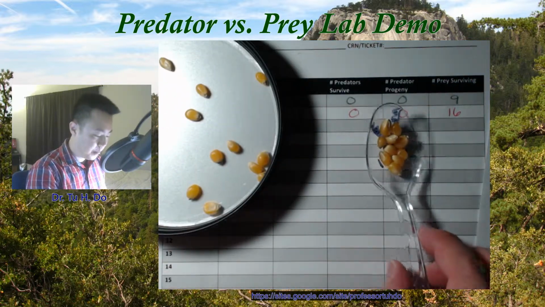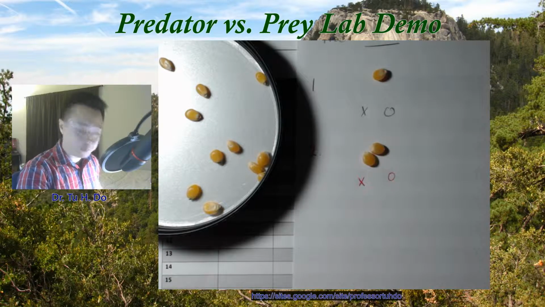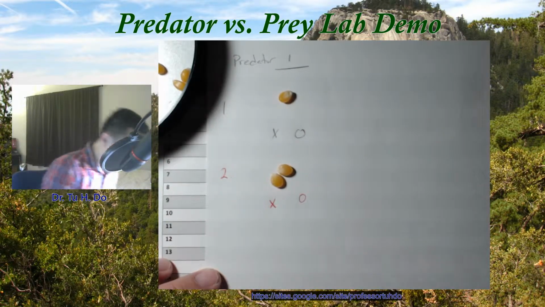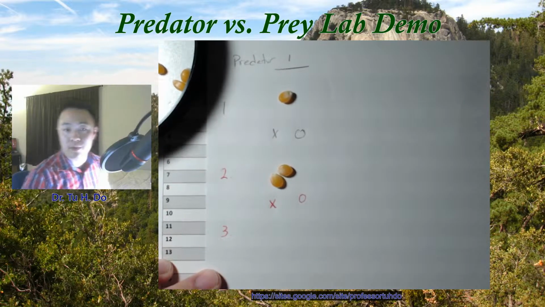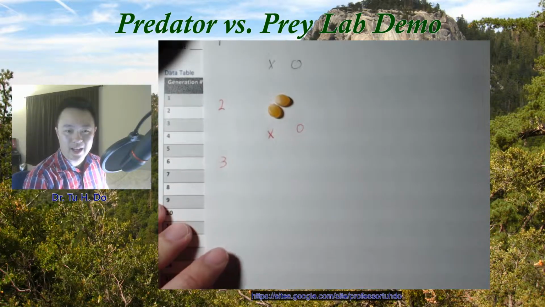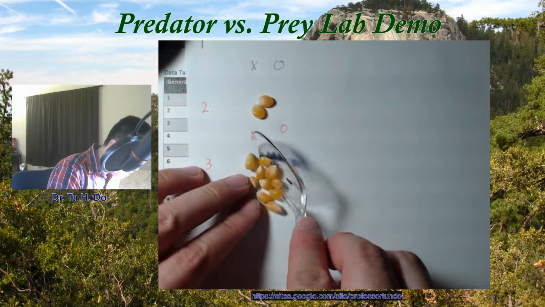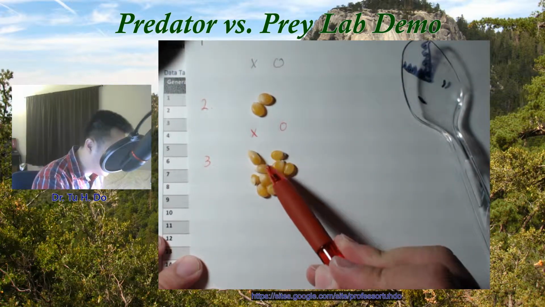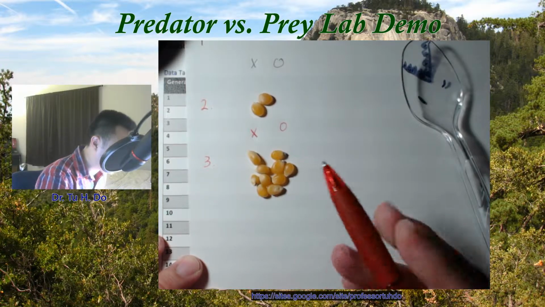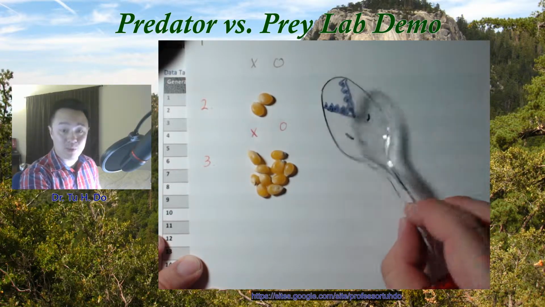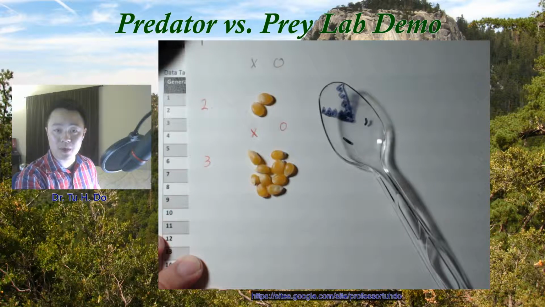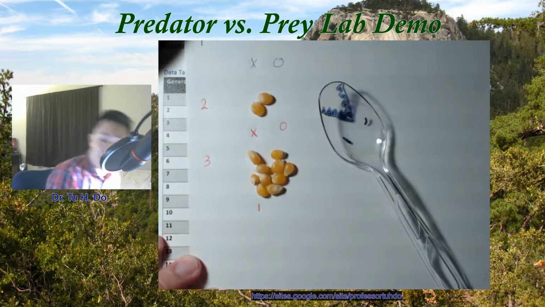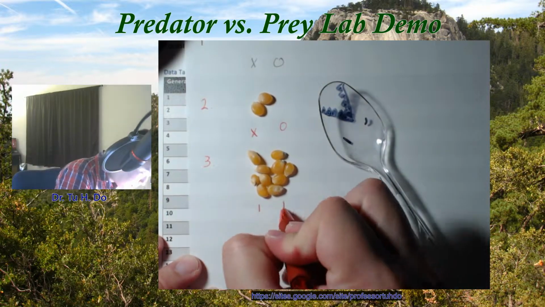Let's go back in here. Now we start our 3rd generation. In this 3rd generation, how many did this predator number 1 capture? Here we go: 1, 2, 3, 4, 5, 6, 7, 8, 9, 10. That means this spoon survives, and because it captured an extra 5 more, now we have 1 progeny. So mama survives, and 1 baby is produced.